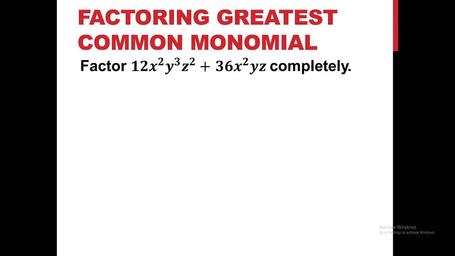Now, let's apply this over here. Let's do common monomial factoring. So, first thing, what is common between 12 and 36?